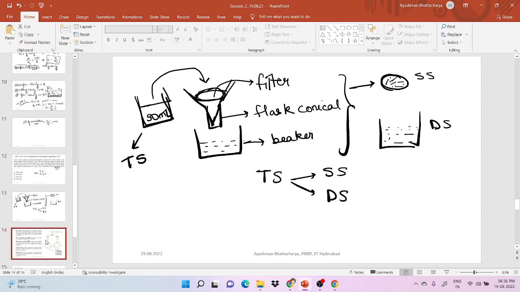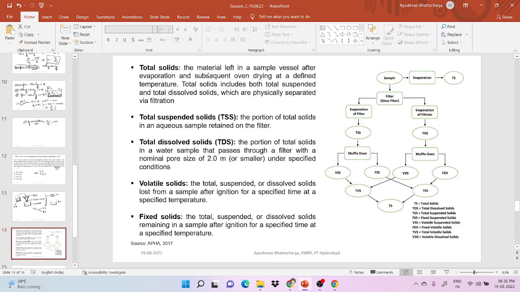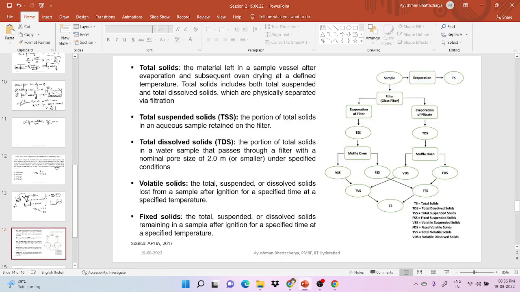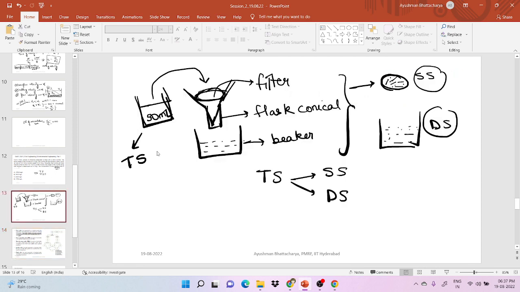Now let's move to that paragraph. Total solid is the material left in a sample vessel after evaporation and subsequent drying. I told you how to find the suspended solids and dissolved solids. The material left in a sample vessel after evaporation and subsequent oven drying at a defined temperature is total solids. The total solids include both total suspended and total dissolved solids, which are physically separated by filtration. We have just discussed this line. If someone is interested in calculating total solids, he can do it this way: total solids equals suspended plus dissolved solids.